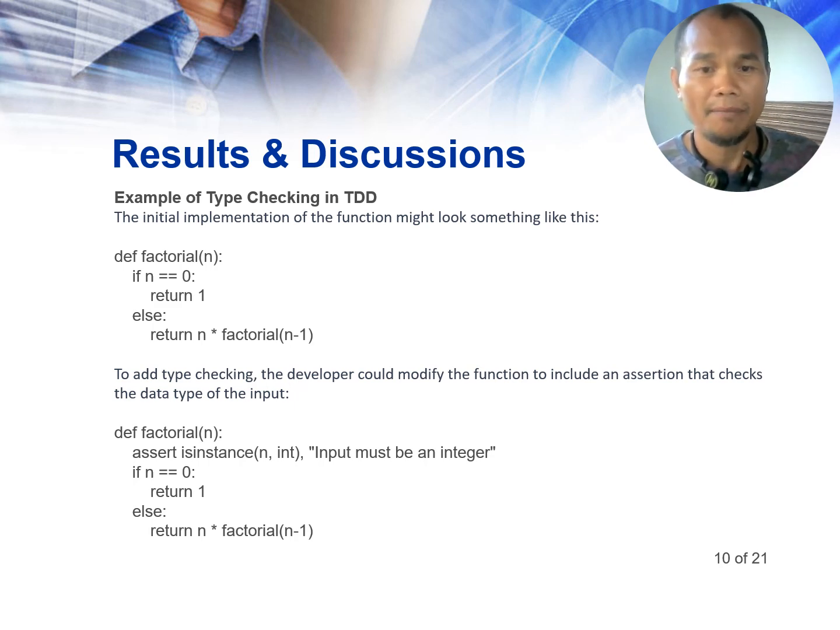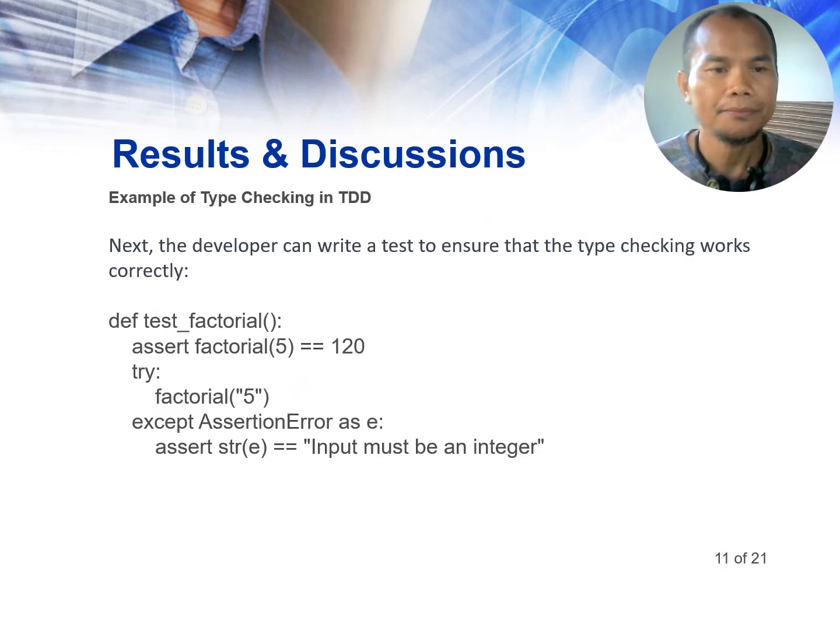Next, the developer can write a test to ensure that the type checking works correctly. So here's the code. With this code, the test will pass if the function correctly returns the factorial of an integer input and raises an error if the input is not an integer. So overall, type checking in TDD can help ensure that the code is robust and can handle unexpected inputs, improving the overall quality and reliability of the code base.